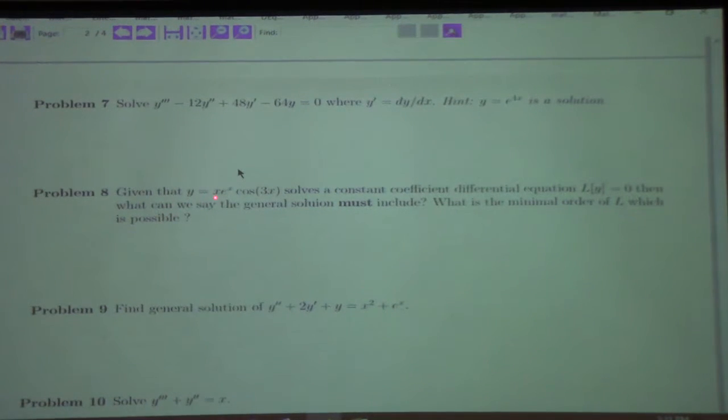How about this? Given that x e to the x cosine 3x solves the constant coefficient differential equation... Oh, I'm just going to have to leave this to you guys. I can't say anything about this. I can't ruin this. This question is important for you to think through. I'll shut up about that.